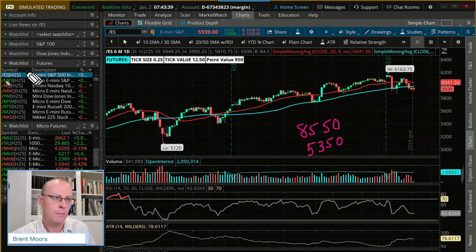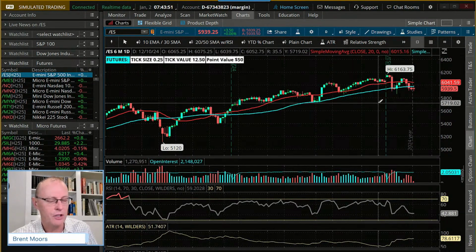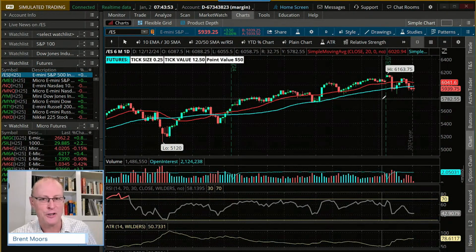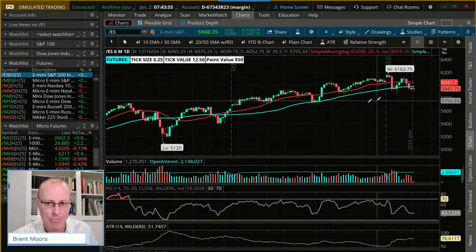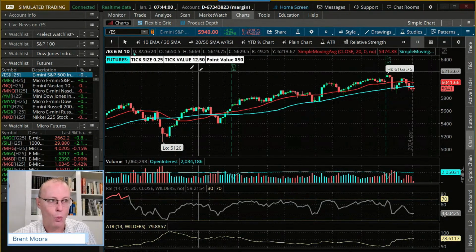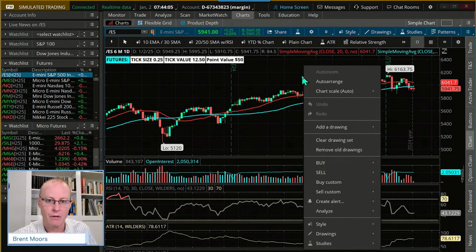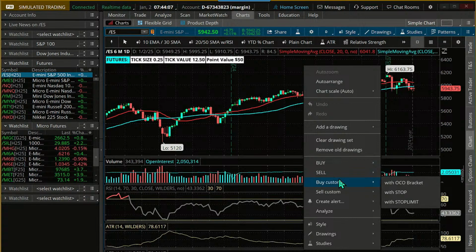So let's go ahead and place that sample trade here, just as an example trade. Actually, we're not going to place that trade right now, but let me just show you the process of doing that, because I want to show you an alternative that's maybe a little bit of a cheaper alternative for you here in just one sec. If I wanted to place the trade, one way I could do that is I could simply just right-click on the chart. I could buy custom. I'm going long with an OCO bracket.